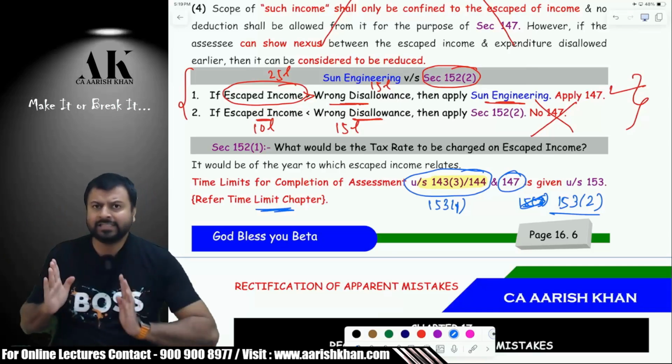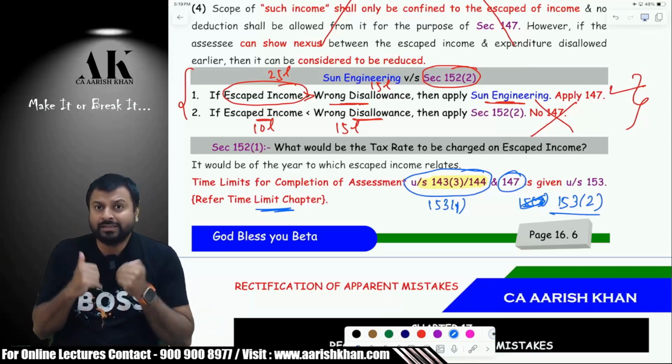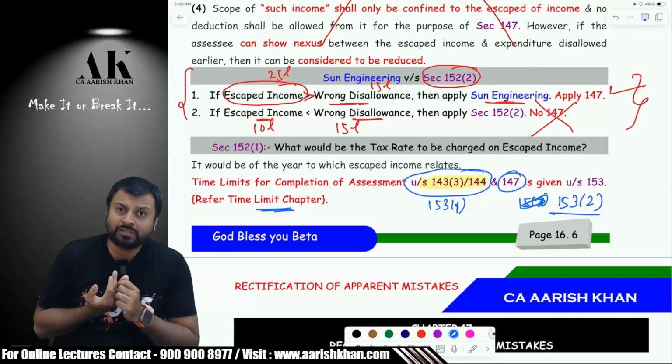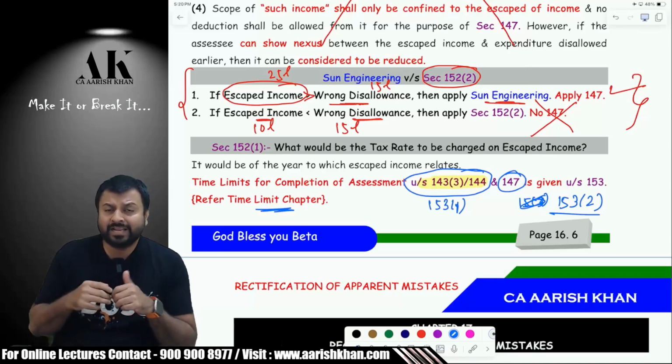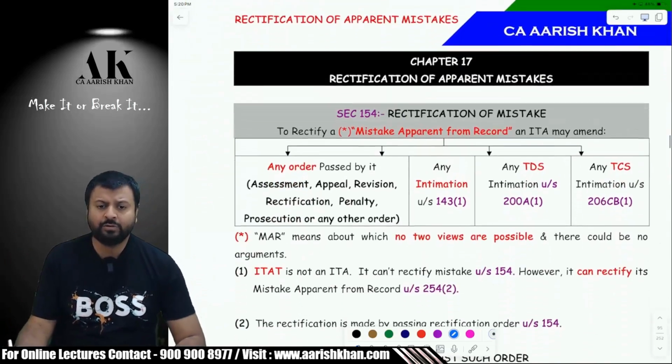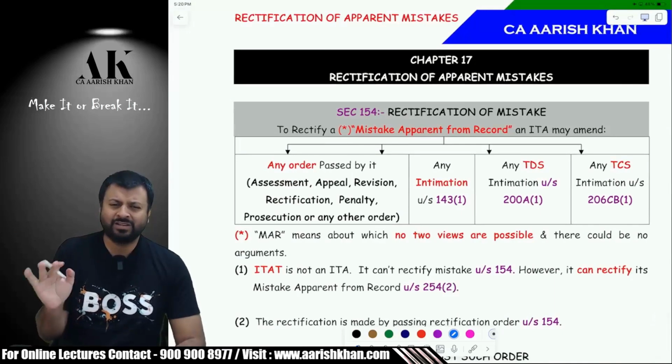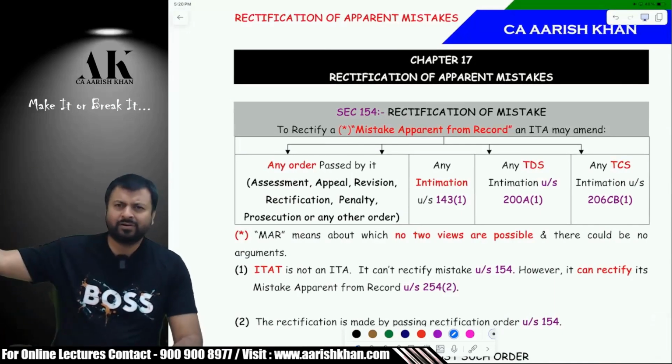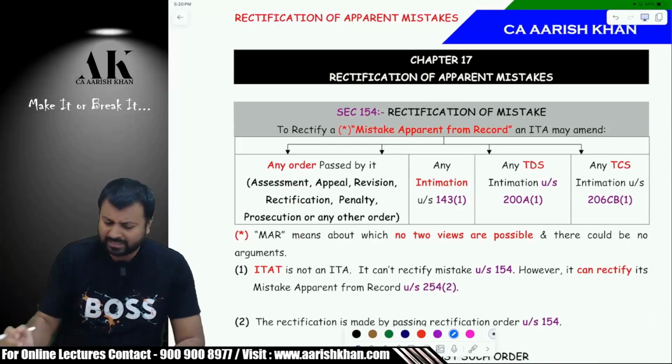Now in all the 3 sections, the AO will get 12 months extra if the matter has been taken to the transfer pricing officer. If the matter has been taken to the transfer pricing officer, 12 will become 24 months in all the cases. I hope it is clear to all of you. So side by side, I am telling you the time limit also. There is a separate chapter on time limit. You can refer there also, but I am saying it right now only.